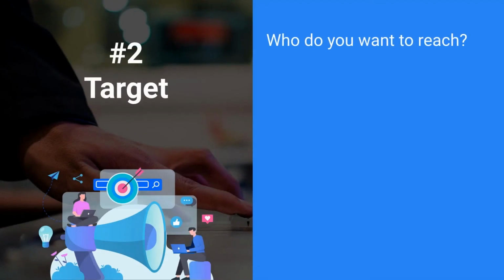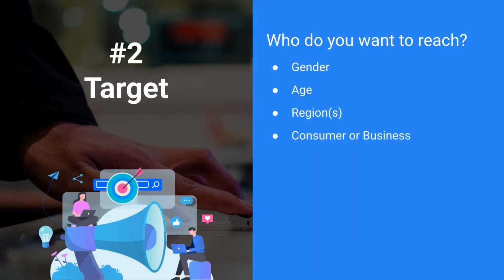So now that you've established your goals, hopefully at this point, we can now move into your target. Who do you want to reach? Who do you want to target? And in identifying them, such as gender, age, what region do you want it to be, local or national?